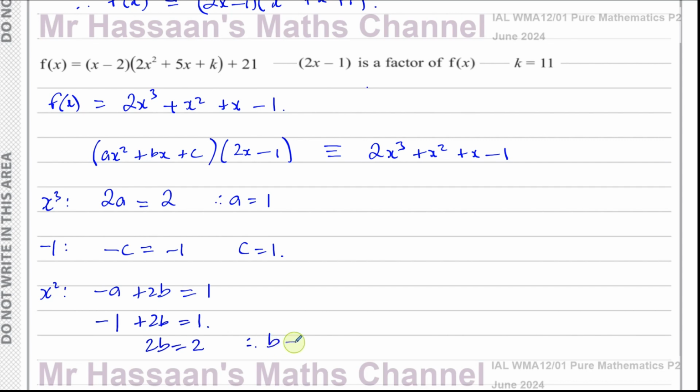So therefore, we can say b is also equal to 1. So we found the values of a, b, and c. Alternatively, if you wanted to, we could have used the x coefficients to find the value of b, and it should give us the same value, just to show you that it does.